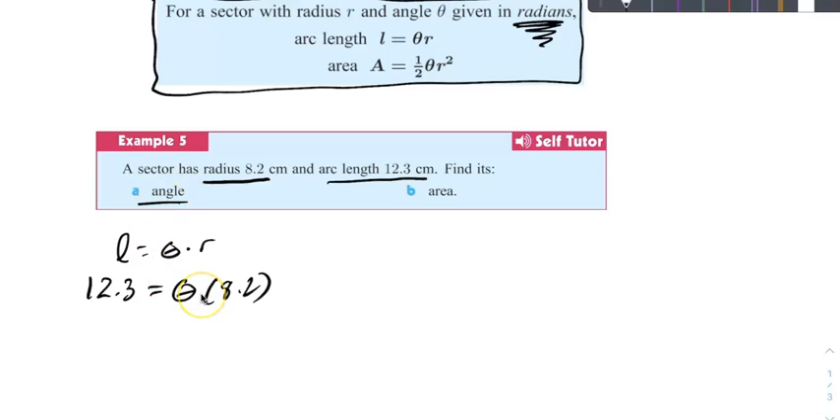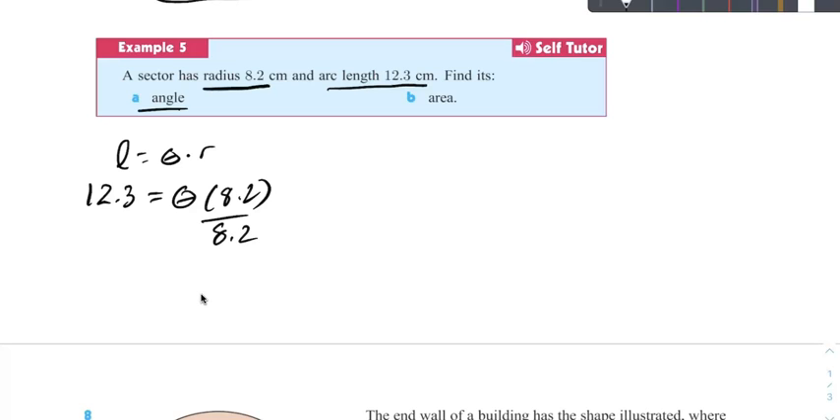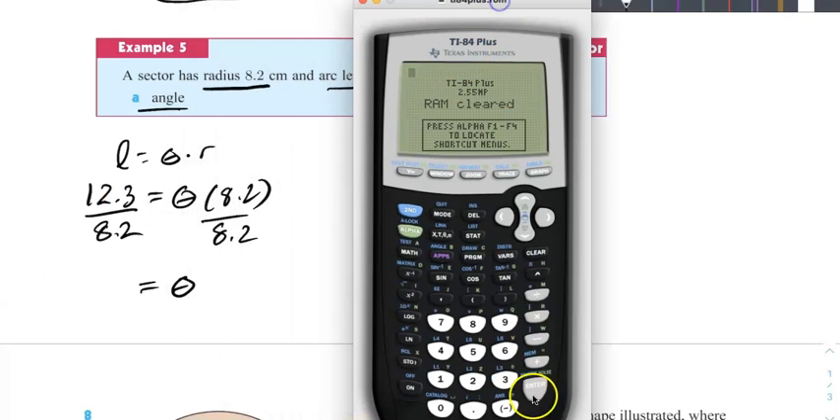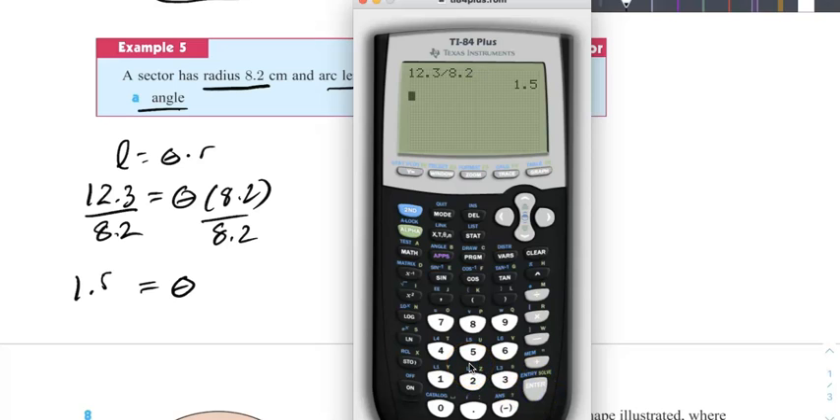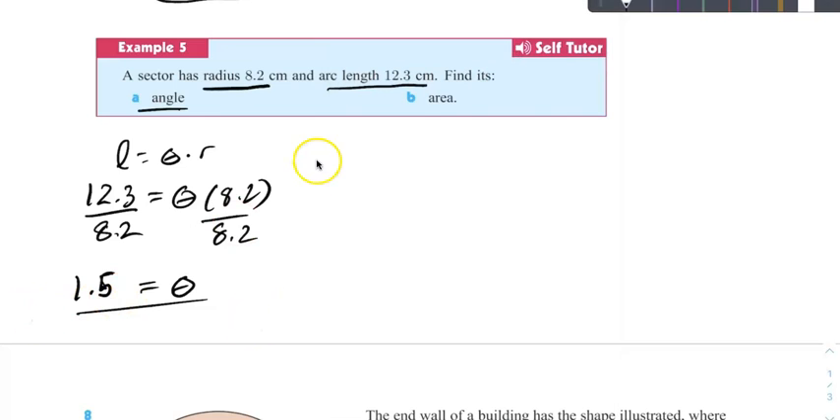And all you do is divide these two. Theta equals, let me bring up my calculator, 12.3 divided by 8.2. So you get 1.5. So there's my angle in radians, 1.5 radians. Again, that's in radians.